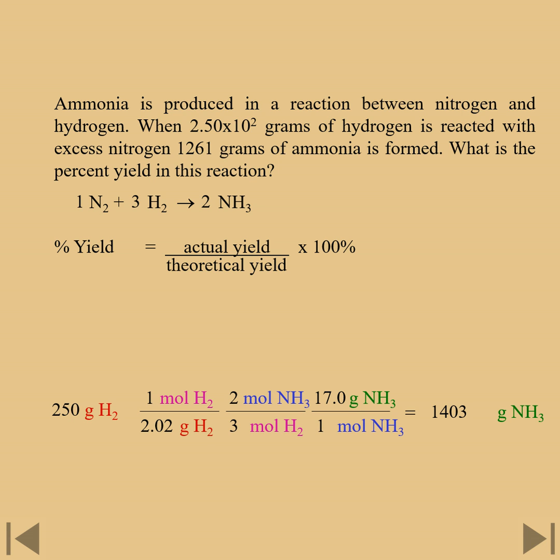Let's go ahead and plug it into our original equation. Our actual yield given, the 1,261 grams of ammonia. The theoretic yield we just calculated, 1,403 grams of ammonia, and that gives us 89.9%. And so now that I have a reasonable percent, I'm going to say that's a reasonable answer.